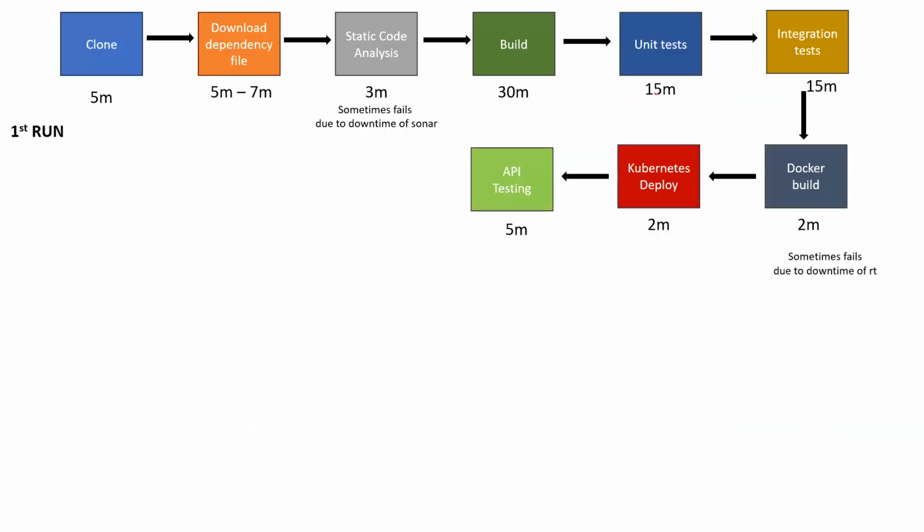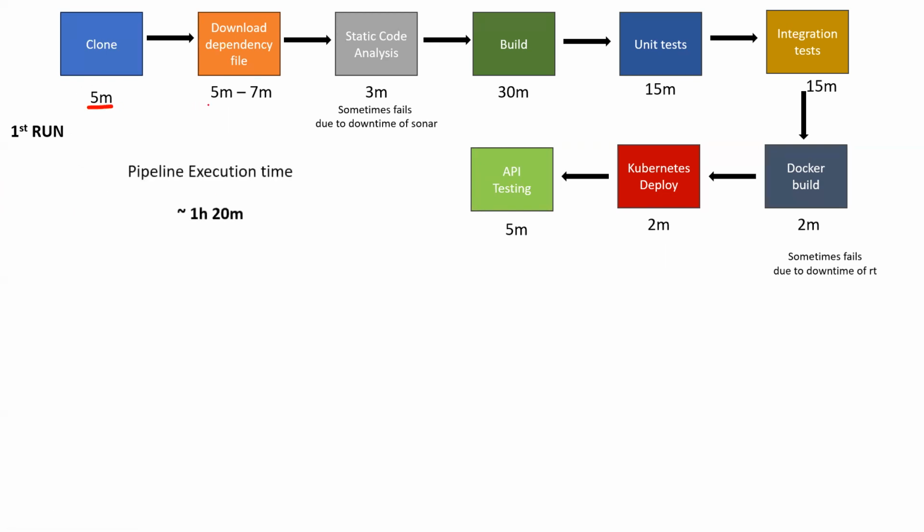And moving on, the next scenario, or a requirement, is very simple. We have a pipeline with a couple of stages. You can see the clone stage, dependency file download stage, static code analysis stage, and build stage, and likewise unit test, integration test cases, Docker build, Kubernetes deploy, and API testing. These are all the stages which are there.